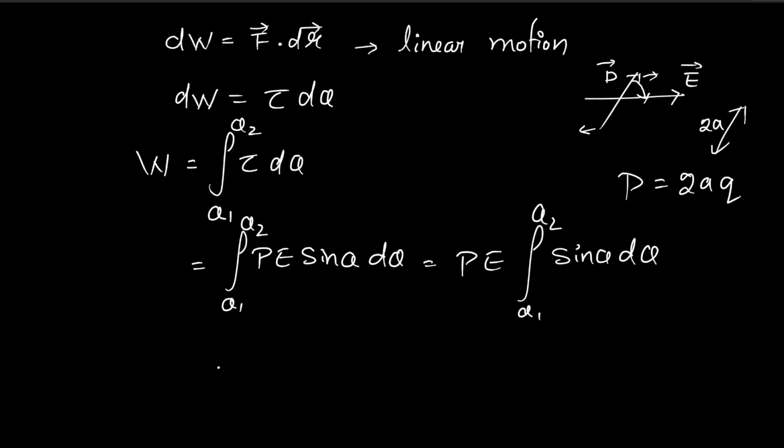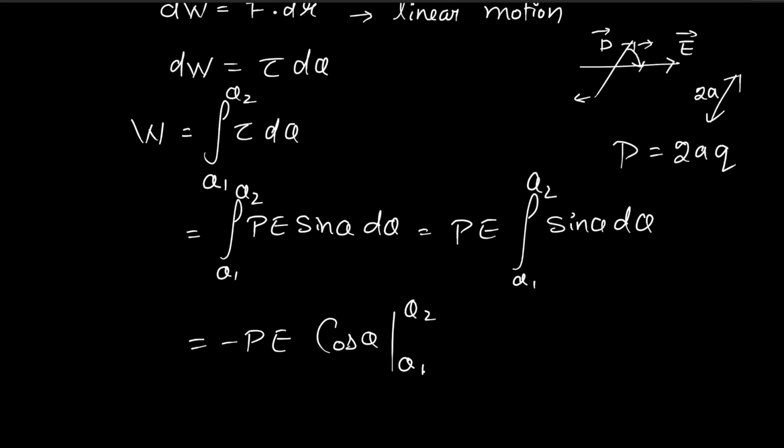and if we put in the values, the integral of sine theta is minus cos theta. So p e, with the minus taken outside, times cos theta from theta 1 to theta 2, upper limit minus lower limit, and you can write p e times cos theta 2 minus cos theta 1. You can leave it here also.